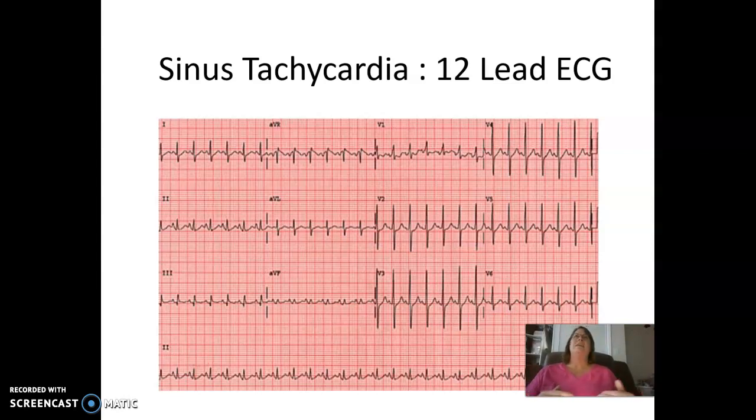So it's not that I need to get a 12-lead ECG every time I see a sinus tachycardia, but if the person's really tacking at rest and they're not really sure what's going on, they may want you to get one for that.